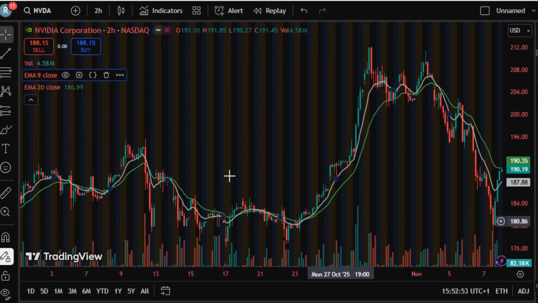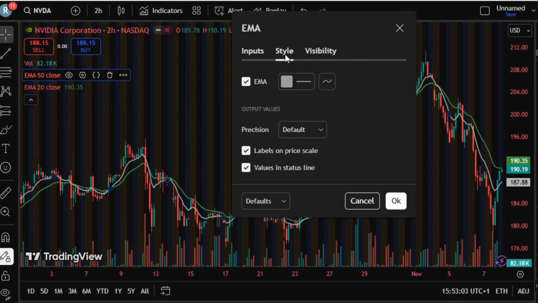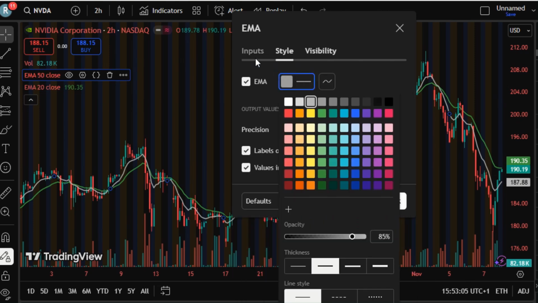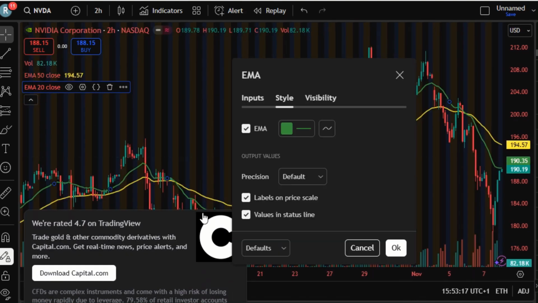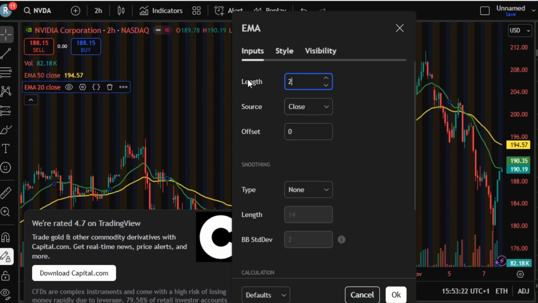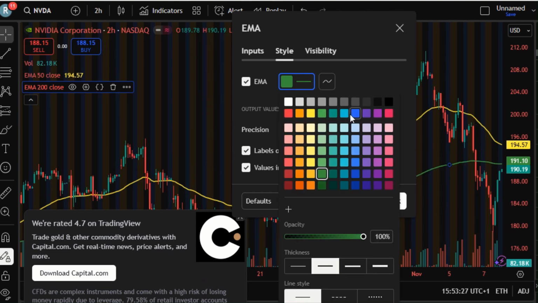Now, you want to go to settings to change the length of the periods to 50 and 200, and to also change the color of the lines to differentiate them. So we change the first length to 50 period and the color to yellow, and then go to the second line settings, change the length to 200 and the color to blue. But whichever color works best for you is fine.